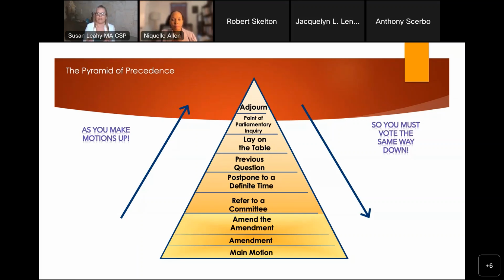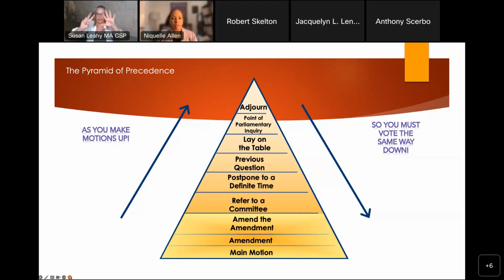I'm highlighting these because these are the three most widely used, but they're the three most widely misused. I have seen boards trying to make amendments that didn't fit or make sense because they didn't really understand how to make or vote on a main motion, amendment, and amend the amendment.